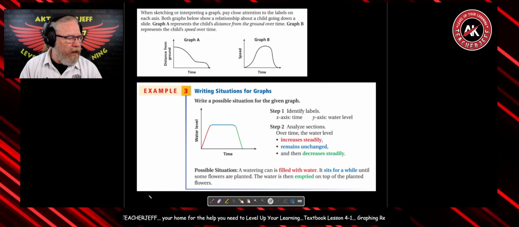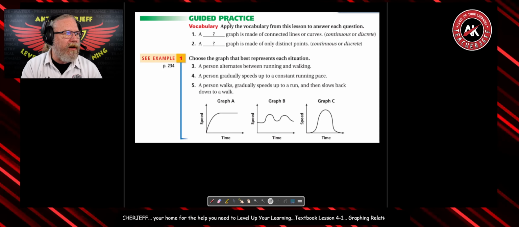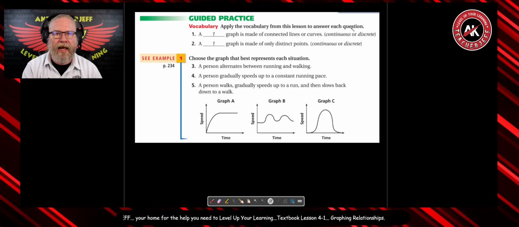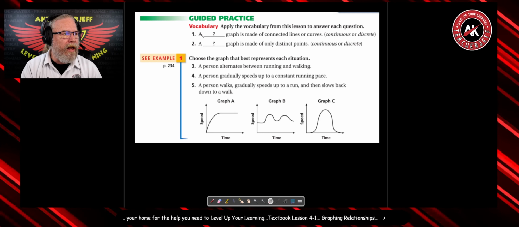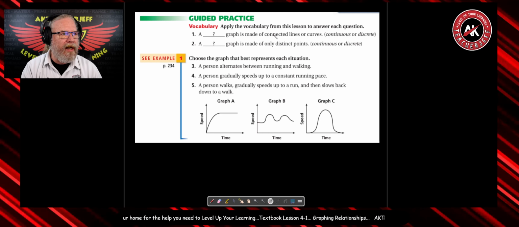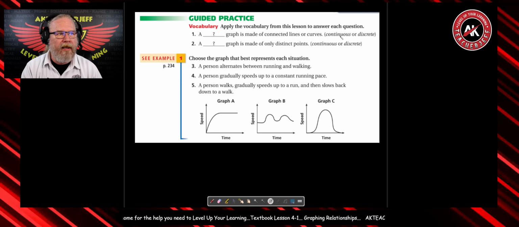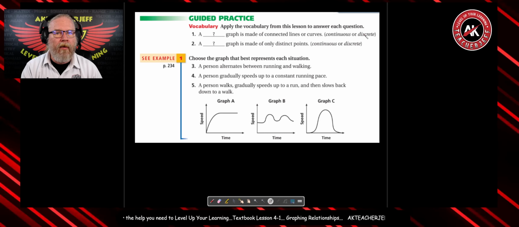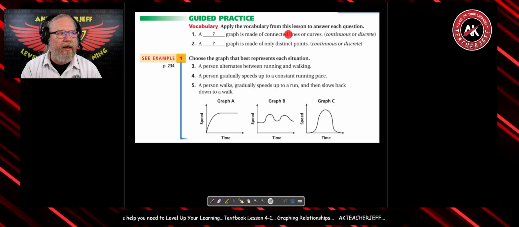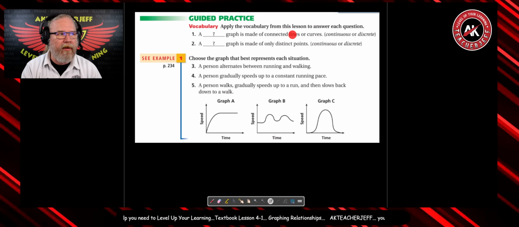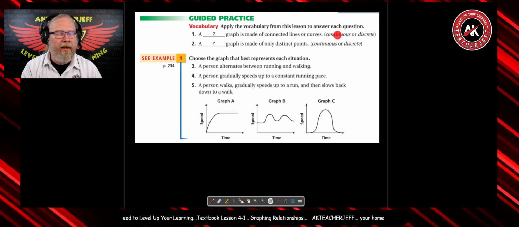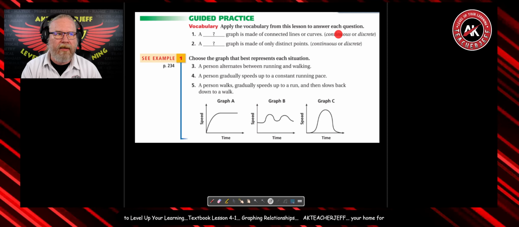On the next slide here, we have our guided practice. Vocabulary. Apply the vocabulary from this lesson to answer each question. A blank graph is made up of connected lines or curves. Is this continuous or is it discrete? Well, the key phrase here is that they are connected lines or curves. So we do have lines, and we also have curves. So altogether, that is a continuous graph.